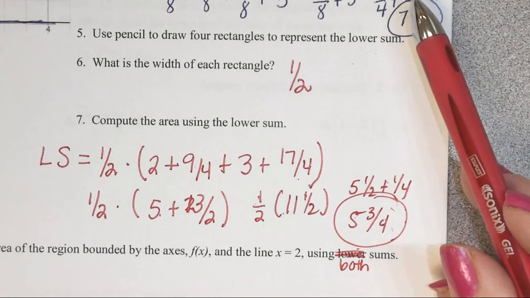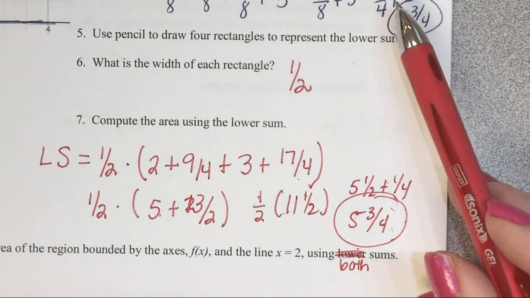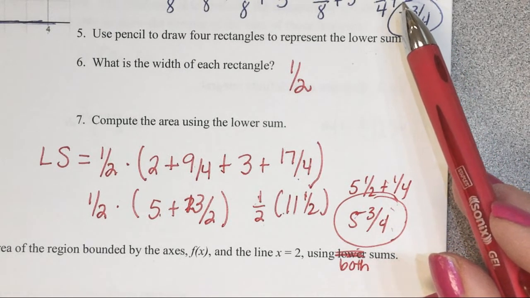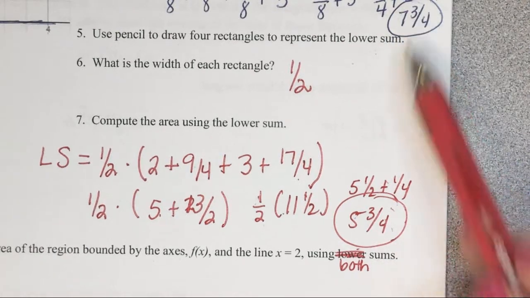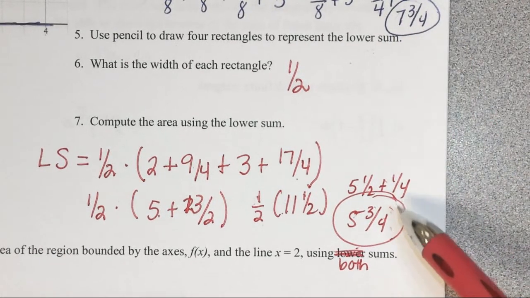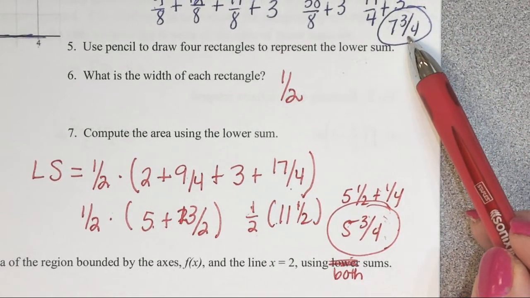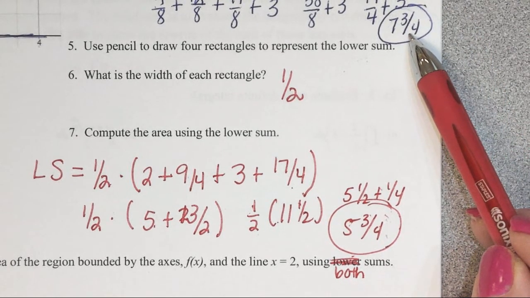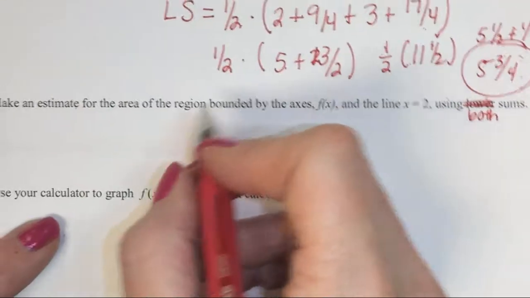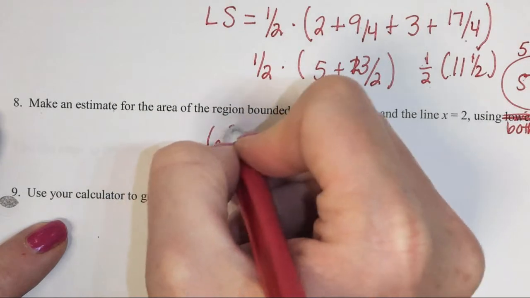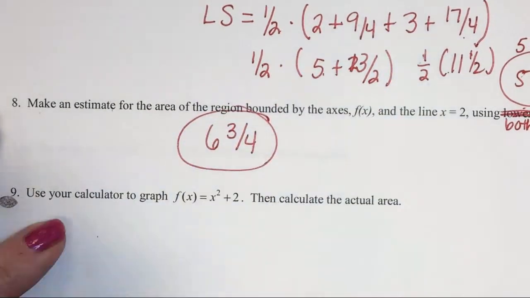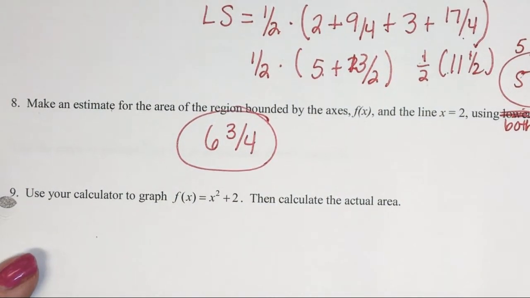Well, okay, but what's that also called? The average. Median's not truly the average, but we want the average of these two. So what is the average of 5 3/4 and 7 3/4? 6 3/4, right? Isn't that in the middle? Okay, so a very good estimate would be 6 3/4 using our lower sum and our upper sum.